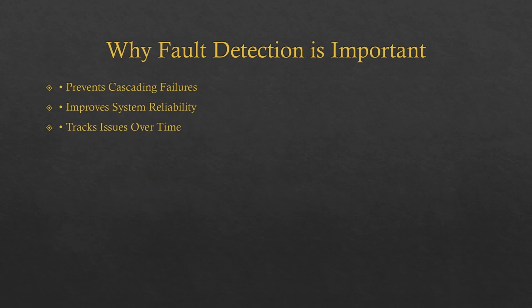Effective fault detection helps prevent cascading failures where one service failure leads to a domino effect across the system. It also improves overall system reliability by providing early warnings for potential issues. Moreover, continuous monitoring tracks performance trends, allowing for proactive maintenance and scaling.